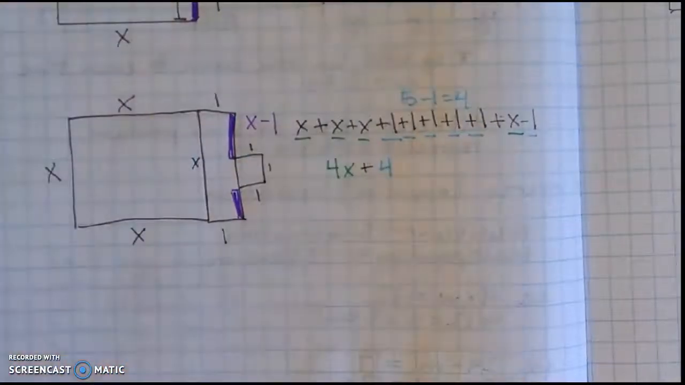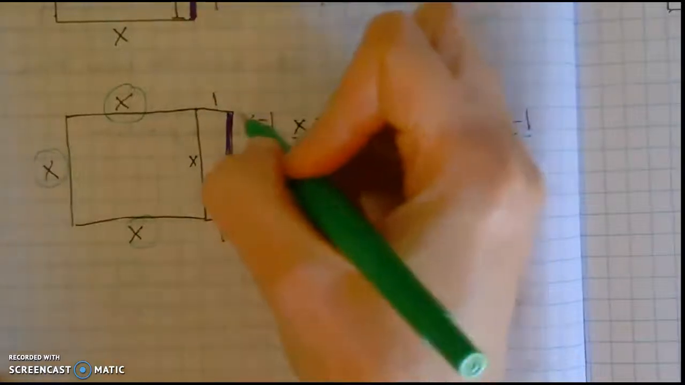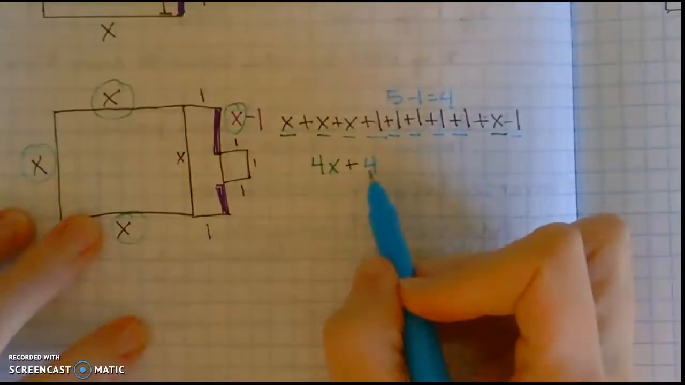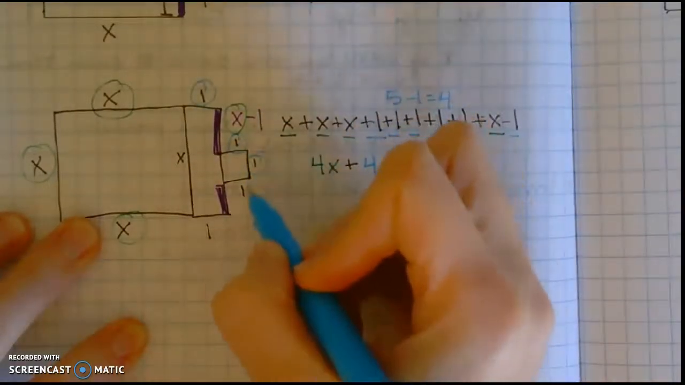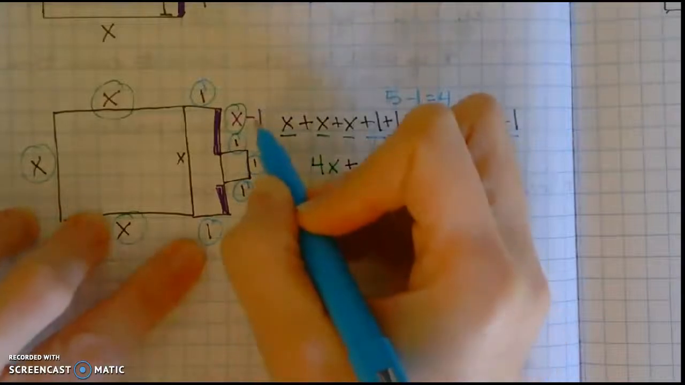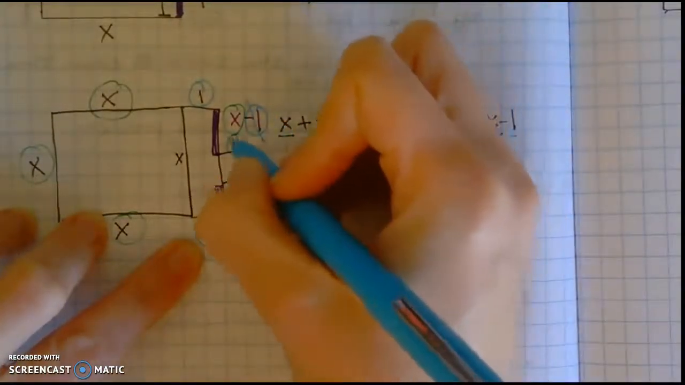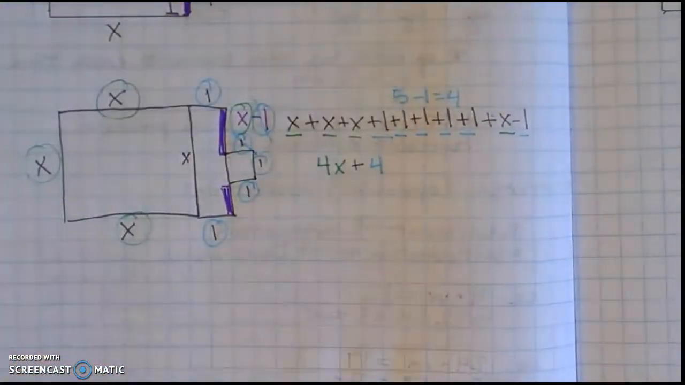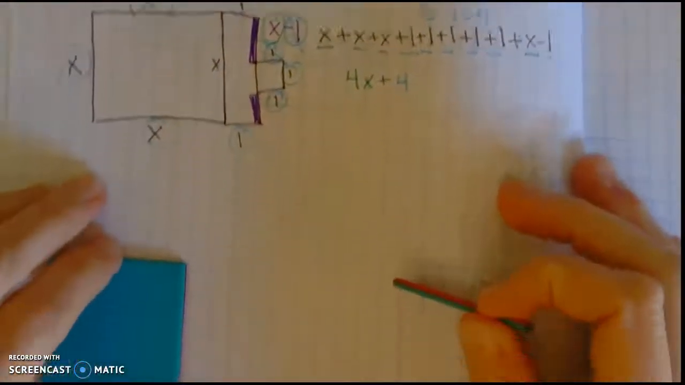And if you even want to circle them just to double check, 1, 2, 3, 4 x's, and then I have positive ones: 1, 2, 3, 4, 5, and then I have that minus one, and that one cancels out one of these. So that gives me 1, 2, 3, 4. So that matches. Okay, we're going to do one more real fast, and you can be as creative as you want to.